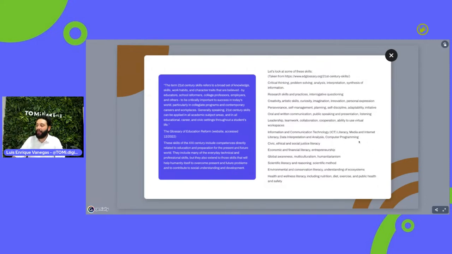And finally, health and wellness literacy, including nutrition, diet, exercise, and public health and safety, and definitely something that has become very important every day more and more, and it's mental health. Okay, how to take care of myself, not only physically, but also mentally, and learn how to grow in different ways, not only physically, but also mentally.